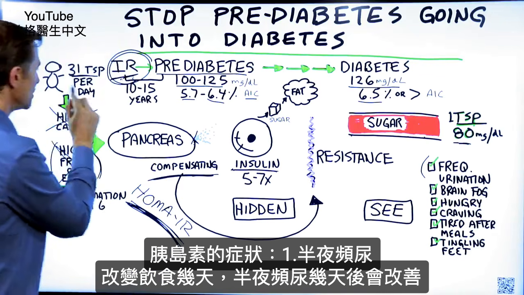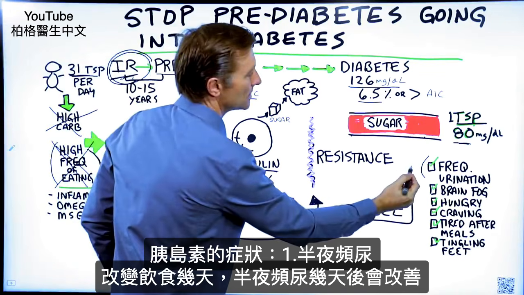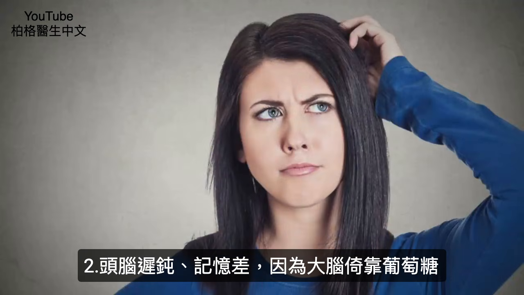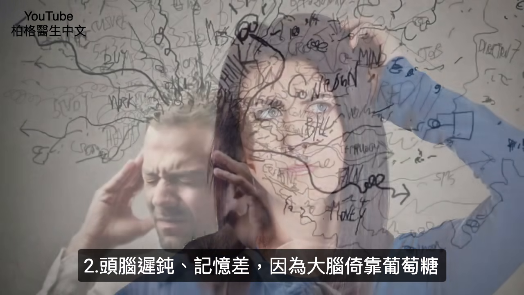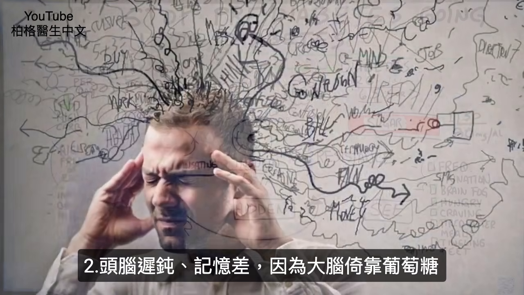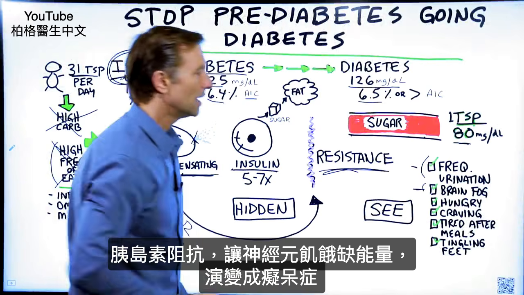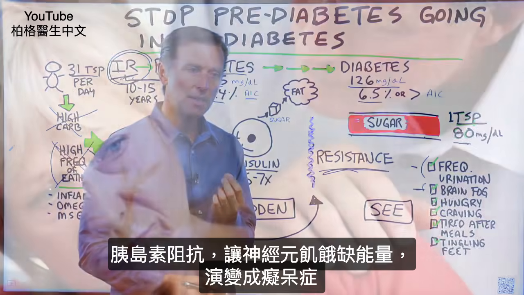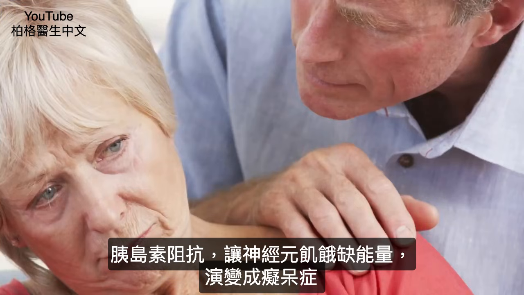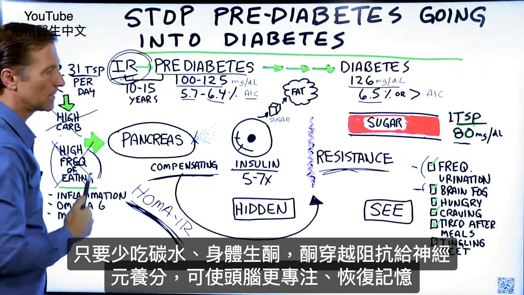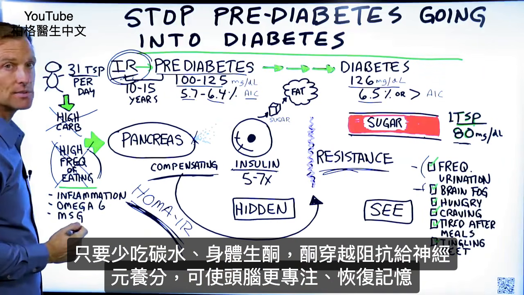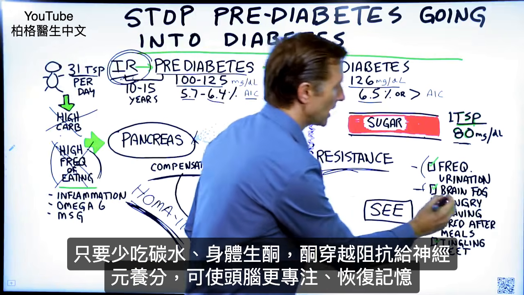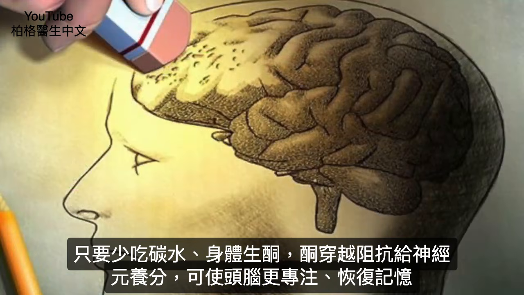If you were just to change your diet, you would notice this symptom improving within a few days. Brain fog, memory problems, because your brain is dependent on this glucose. And when you have resistance, guess what? You starve the neurons of their fuel and you start becoming forgetful. It's the start of dementia. But when you cut out the carbs, you'll be running your body on ketones and you can bypass that whole thing and feed your brain, and you'll actually have a lot more focus and less memory problems.